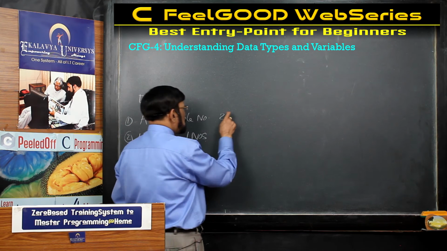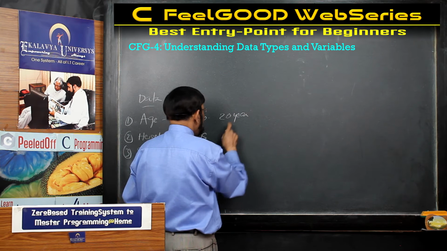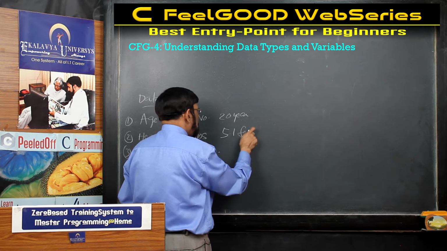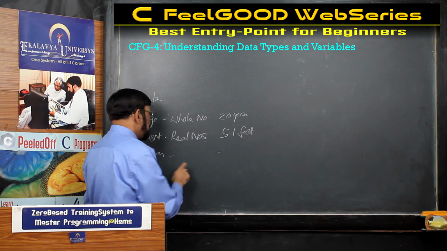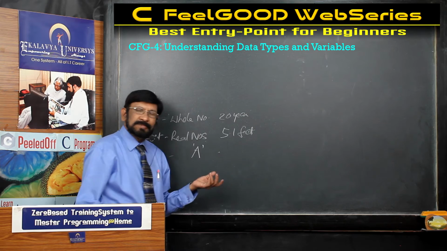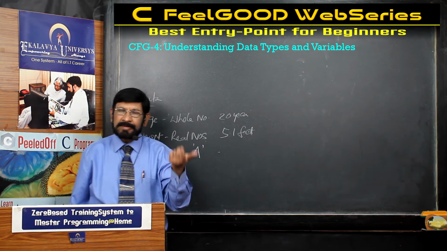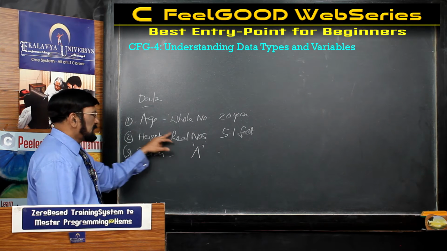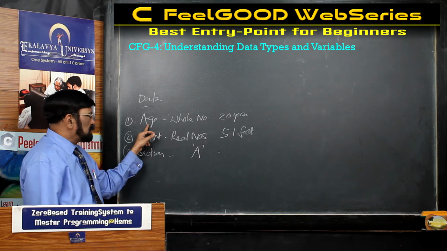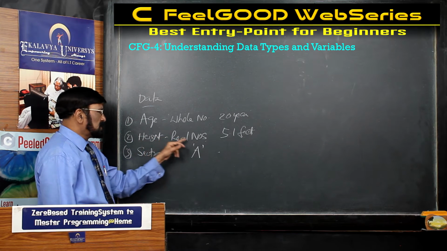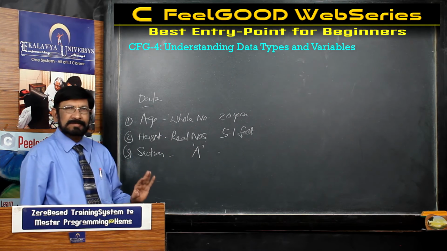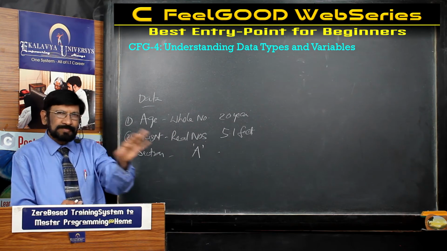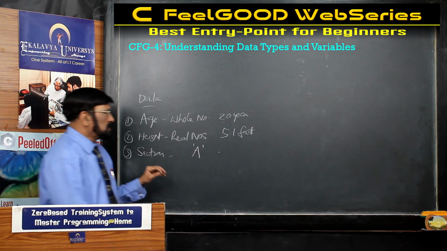Example I am telling you. 20 years, 5.1 feet. Okay. Now, as far as section is concerned, A section, B section, single character. Your grade, A grade, B grade, C grade, etc. So, if you take three data items, this represents a whole number, this represents a real number, this represents a single character. So only three data types, basic data types are there. Just I am introducing. That's why only three data items we take.